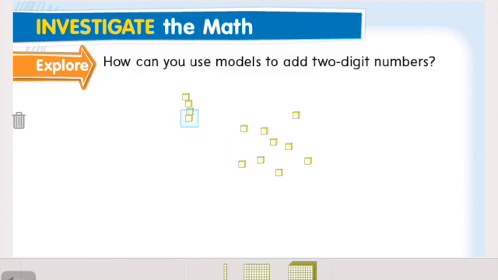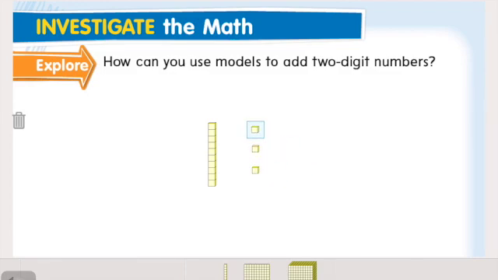3, 4, 5, 6, 7, 8, 9, 10. And when I have 10, I really can trade these in for an actual 10 rod, right? I can regroup 10 1s as 1 10. So then I have 10, 11, 12, 13.